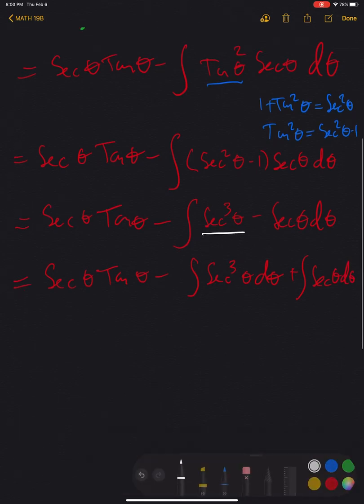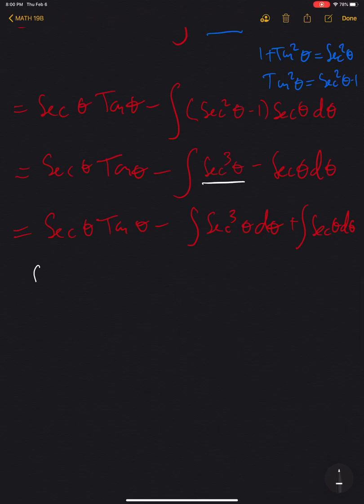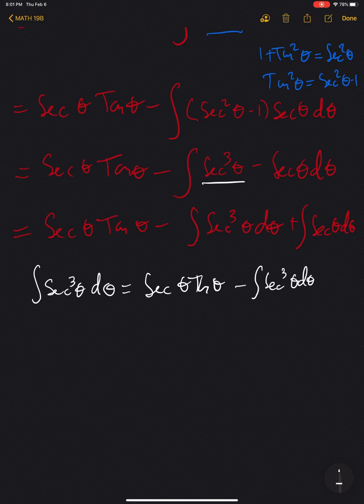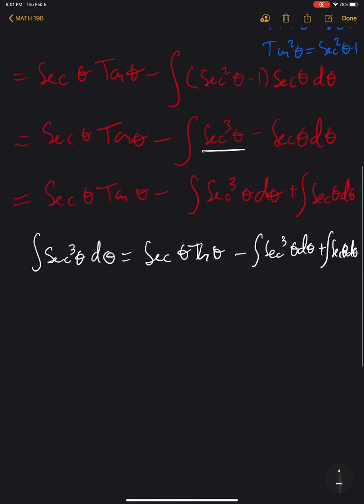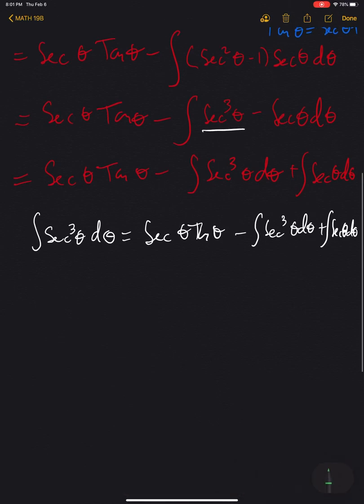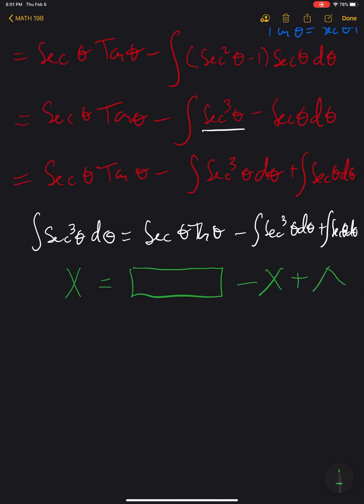Now let me write down again everything that we have so far, because so far we were able to rewrite our original integral secant cubed d theta as secant theta tangent theta minus the integral of secant cubed theta d theta plus the integral of secant theta d theta. Now notice that this part right here is the same thing that we have on the left hand side. In other words, we have something we're trying to look for equals one expression minus the same thing we're trying to look for plus another expression.